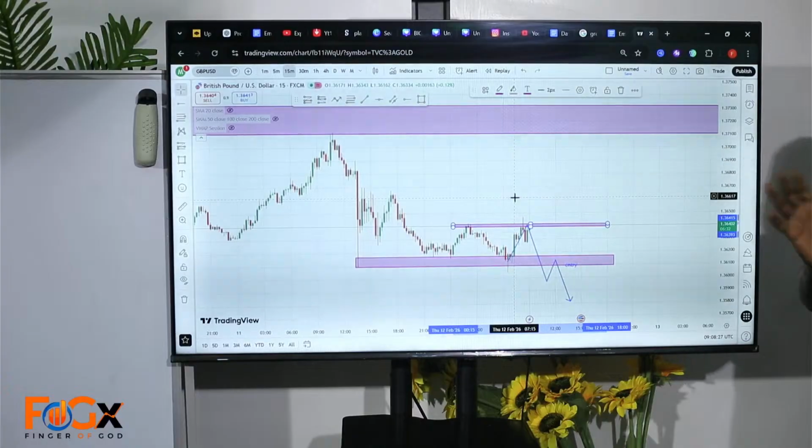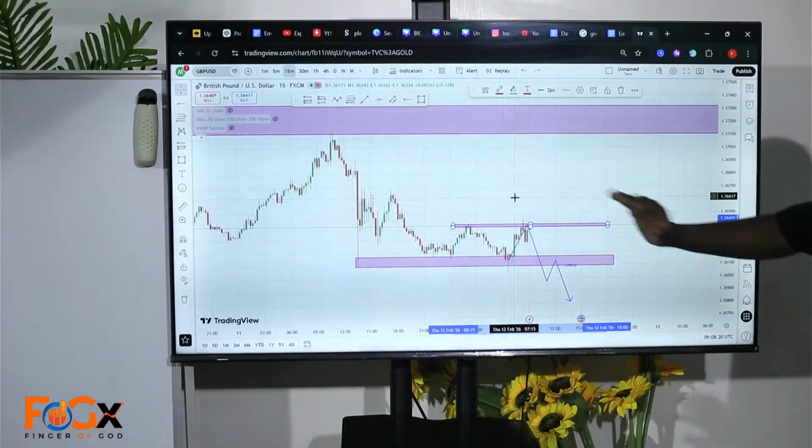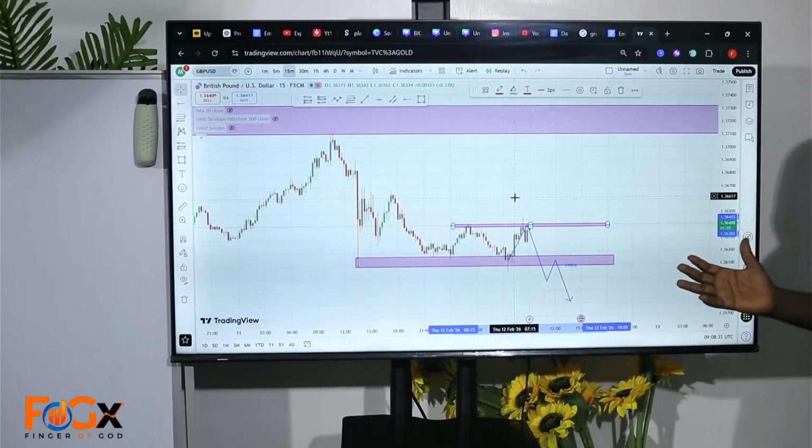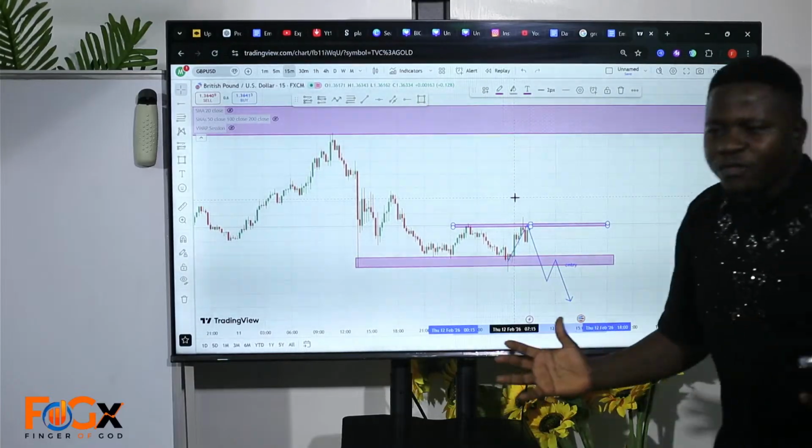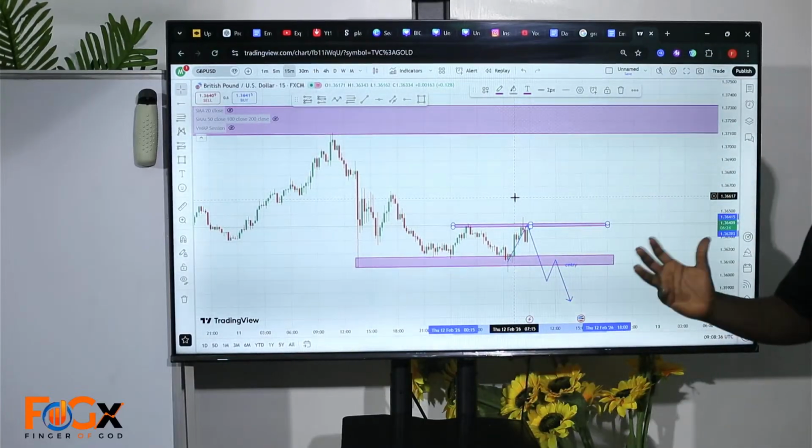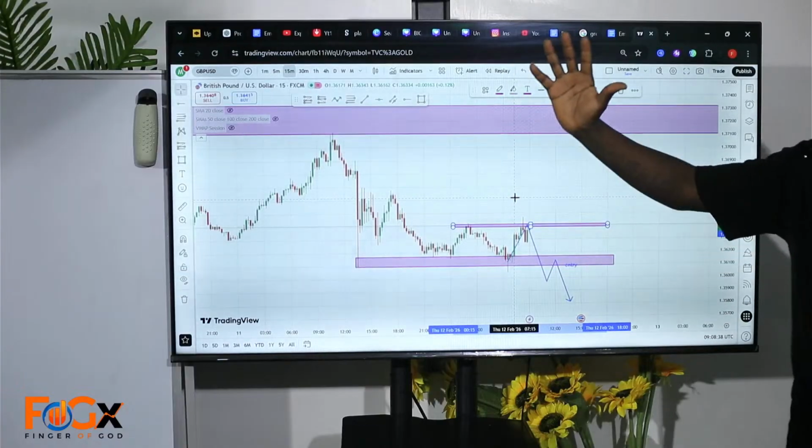Did it make any meaning at all? That's structured trading. A break of a break, or invalidation of a structure, changes market direction.